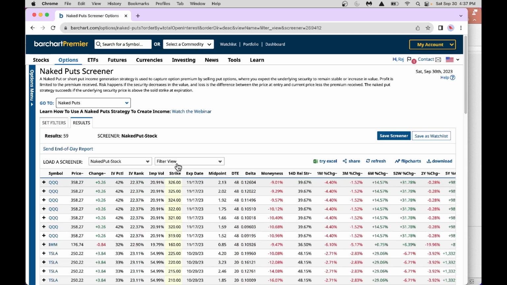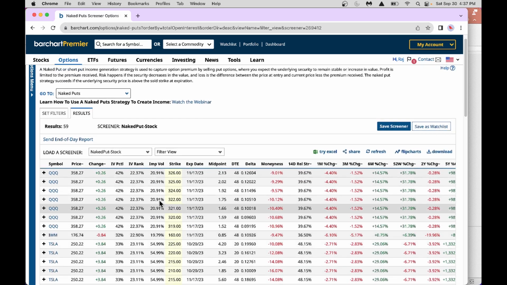I'm choosing the filter view here. Bar chart gives you a lot of data in the filter view. That's why the filter view is my favorite. Look, here we got a lot of these stocks. Looks like QQQ at the top here.